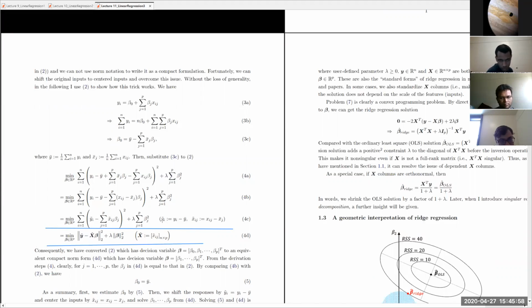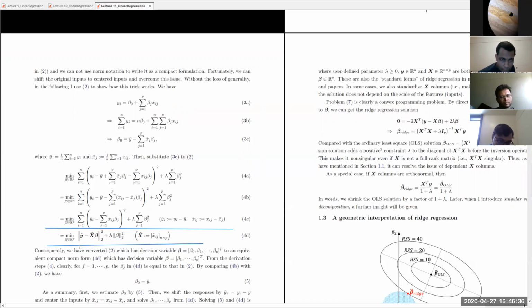See it? Here I changed my parameters. I define y tilde to be y minus y bar, and x tilde, I should say x_ij tilde, equal to x_ij minus x_j bar. See what I'm doing here? I'm shifting it. I've shifted y to be centered, and I also shifted the x to be centered. Or you can say I centered the y and the x. Now after this shifting, indeed, I can write it in this way. And these problems are equivalent.